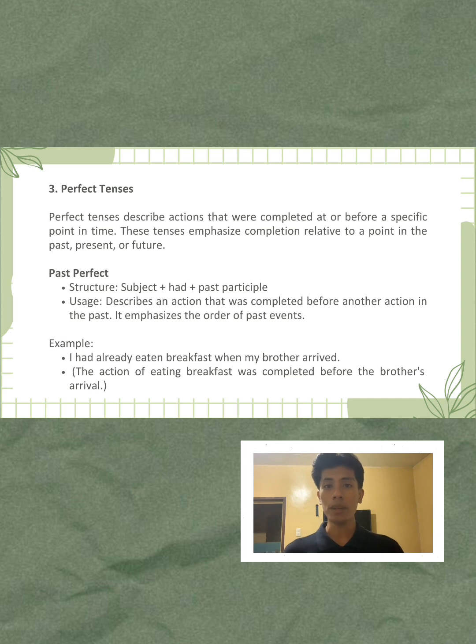In its past perfect form, the structure should be subject plus had plus past participle. Its usage describes an action that was completed before another action in the past. It emphasizes the order of past events. And here's an example sentence. I had already eaten breakfast when my brother arrived. The action of eating breakfast was completed before the brother's arrival.